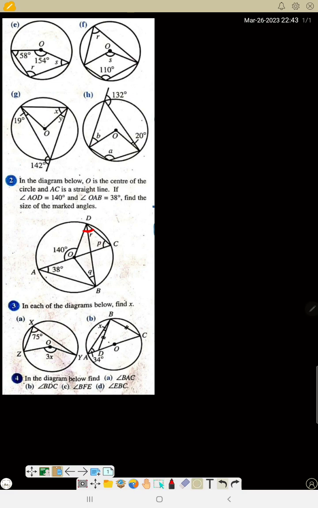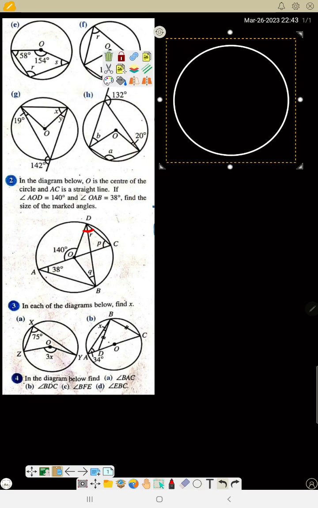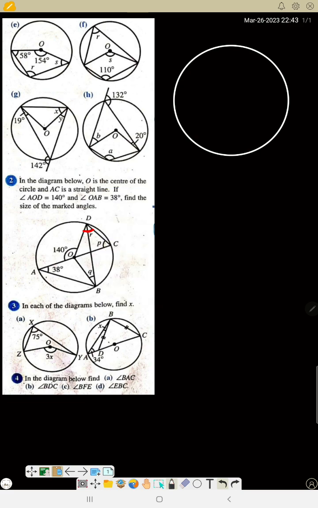So the next one is, so we have this, 3S, 75, Z, X, Y.